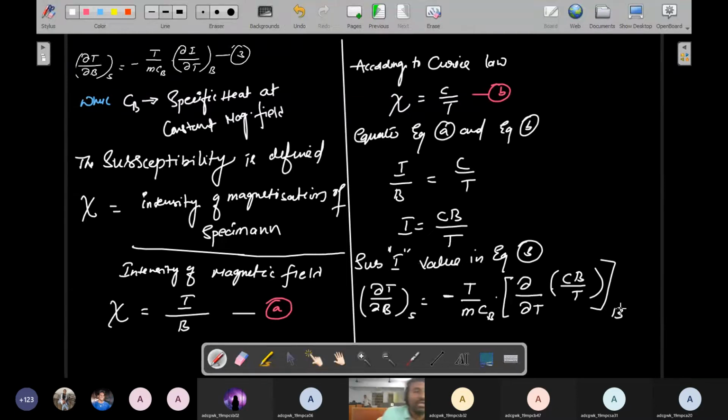Please note everybody, I'll move to the next page. So finally you will get this equation. Simply differentiate the above equation, you will get one equation. So I'll move to the next page.